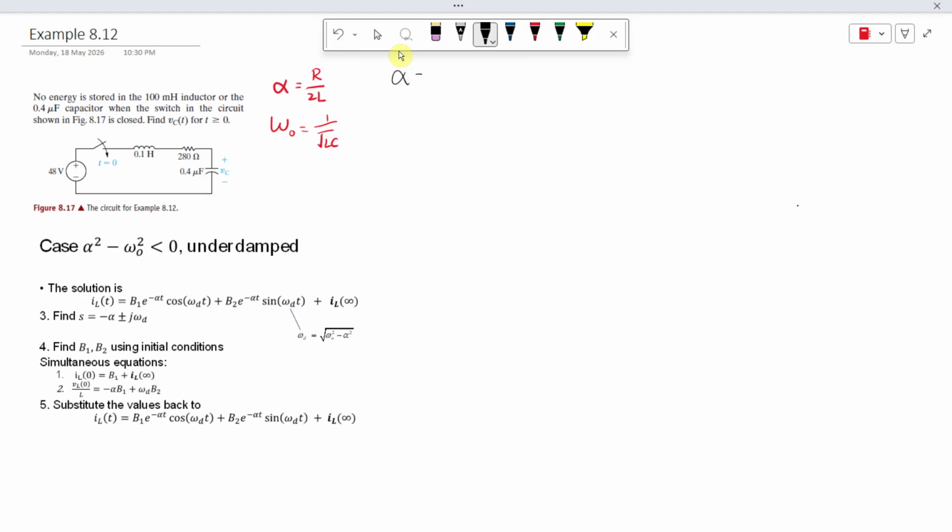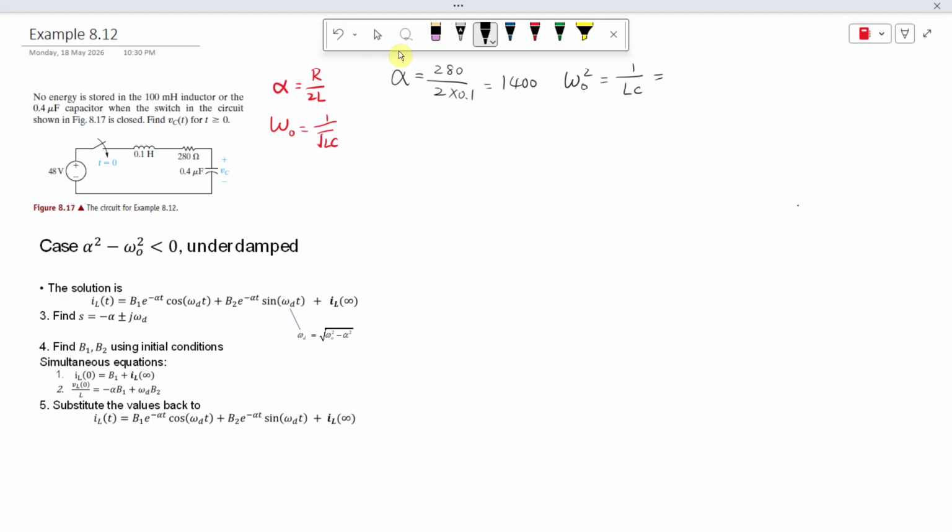To do that, we need to find alpha. Because this is in series, alpha is in a different form. So R here is 280, divided by 2L. L is 0.1, then we can find alpha. Pretty easy. And we can find omega 0 squared, which is a bit easier, so we don't need to deal with the square root. So 1 over LC.